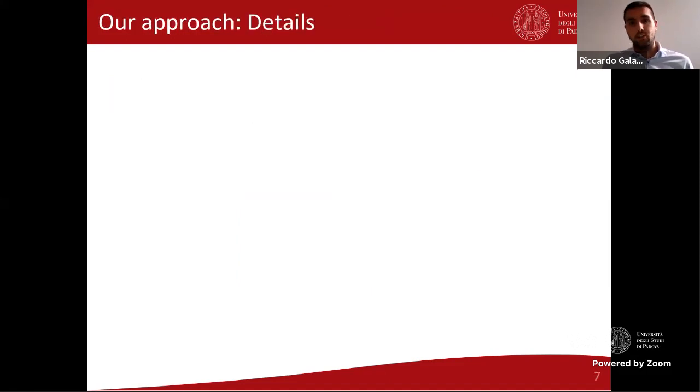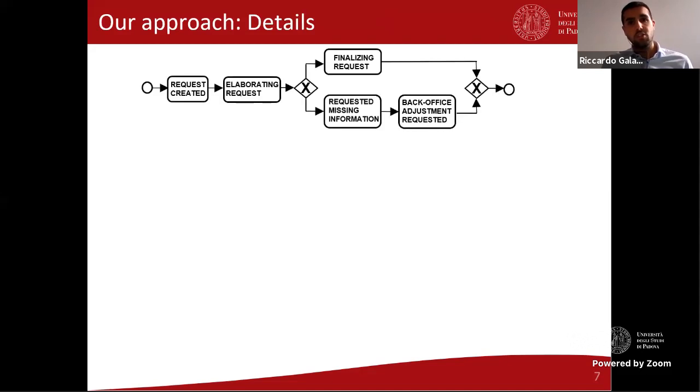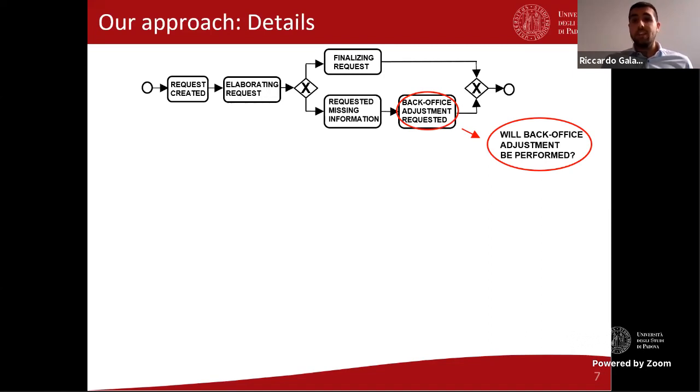So now let's start to dig into the details of our approach. Here we have a very simple process in which a request is being created, then is being elaborated, then either it can be finalized or we can request some missing information, and then eventually a back office adjustment is requested, and then the case ends. In this case, we want to predict in advance whether or not this back office adjustment will be performed, because of course we want to avoid that situation.